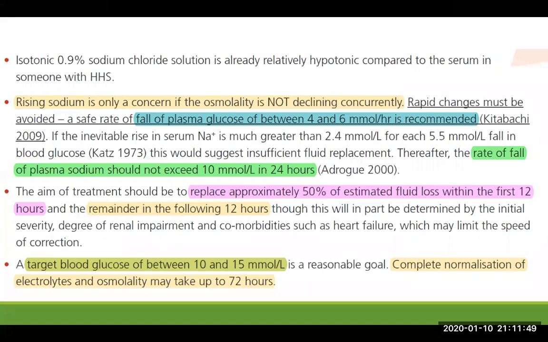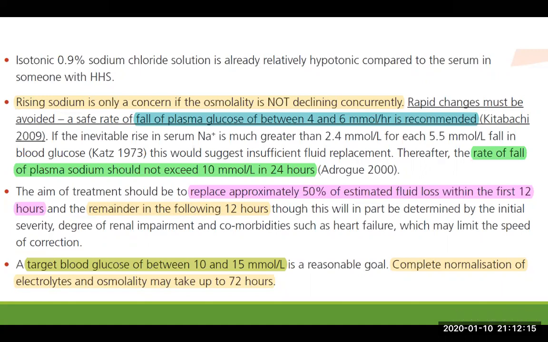Even with hypernatremia, we must start with normal saline. Rising sodium is only a concern if the osmolarity is not declining concurrently, and in this situation, we can add half-tonic saline. A fall of plasma glucose between 4 to 6 millimole is recommended. The rate of fall of plasma sodium should not exceed 10 millimole per liter in the first day.